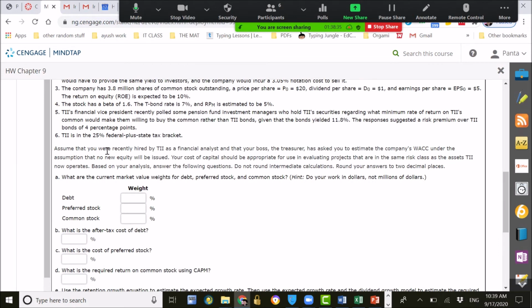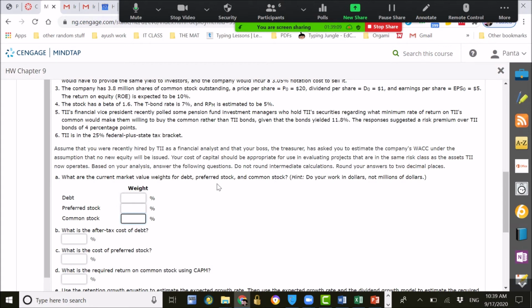So assume that you recently had someone work on this. What are the current market value weights? In this question, you are calculating the market value of debt, market value of preferred stock, and market value of common stock.